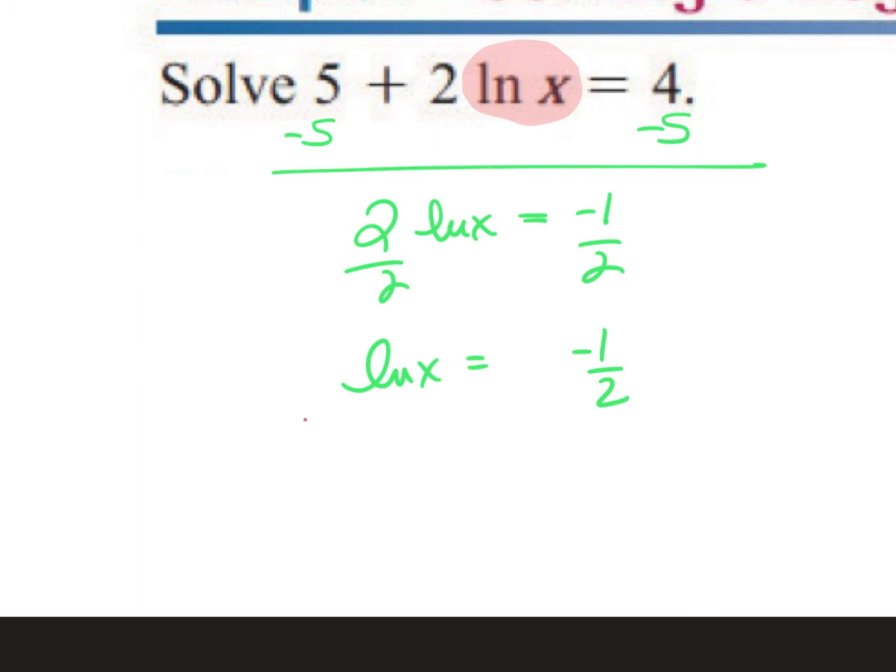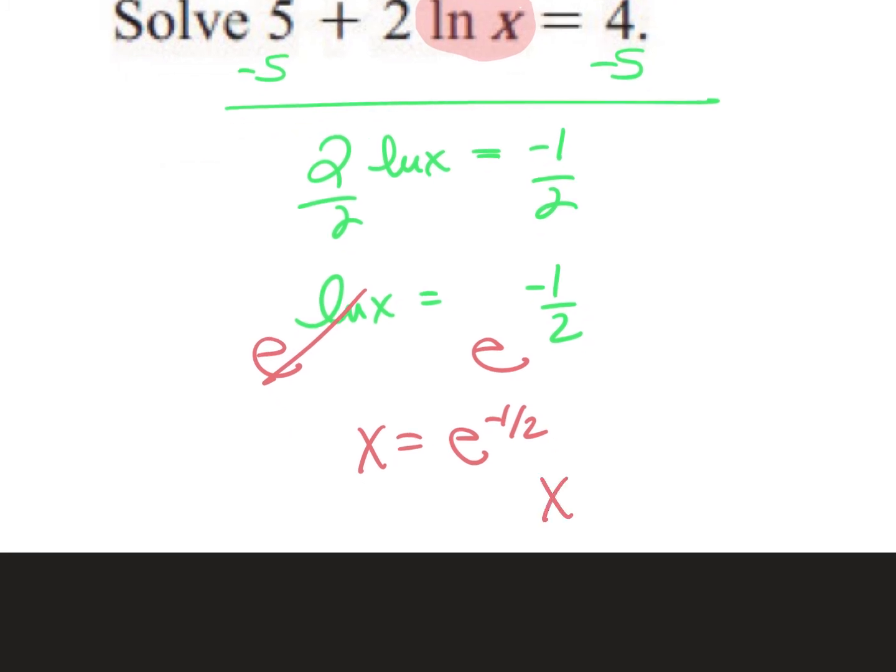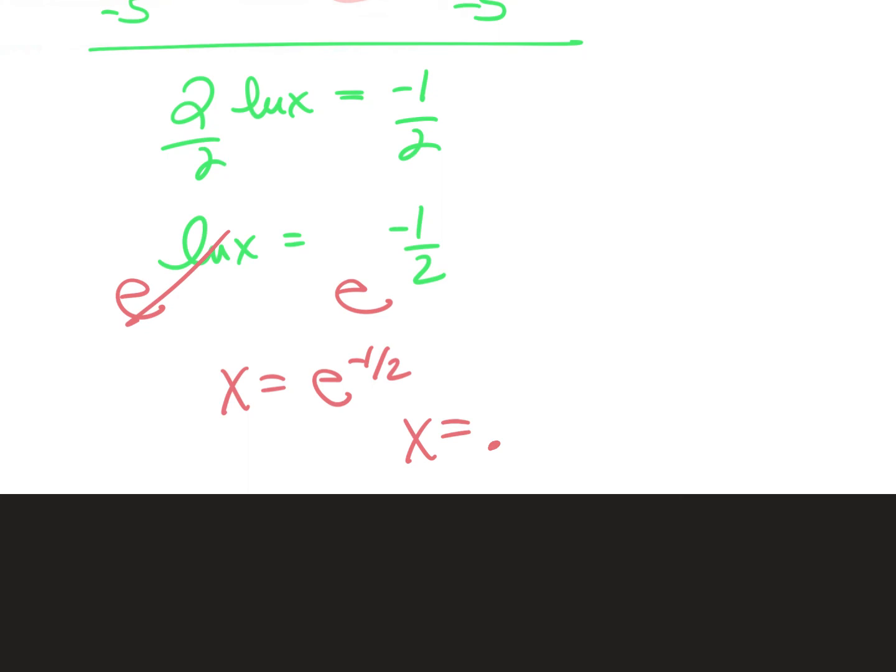E. So look, I'm going to put E here as my base, and I'm going to put E here as my base. So E and ln cancel. X equals E to the negative 1/2. Do that in your calculator. What do you get? X equals 0.606, 607, something like that.